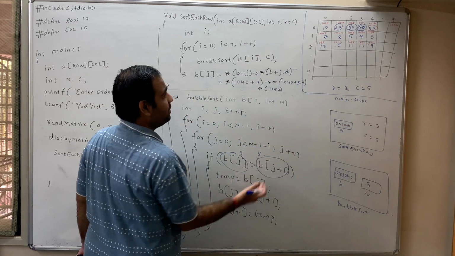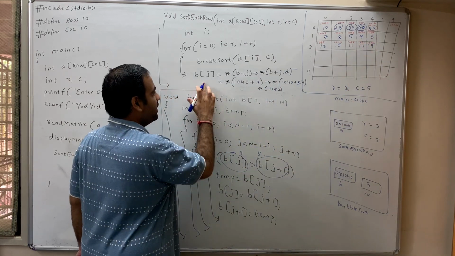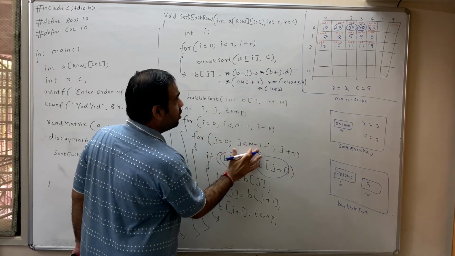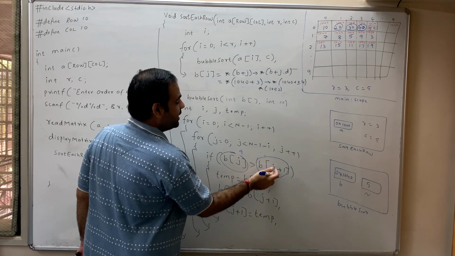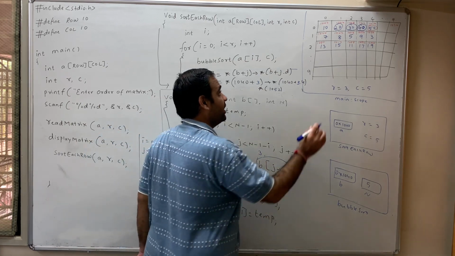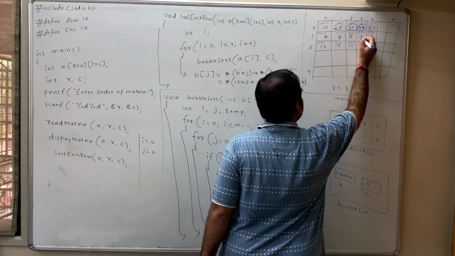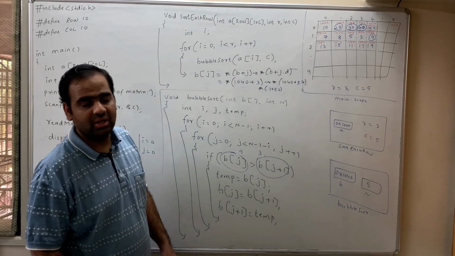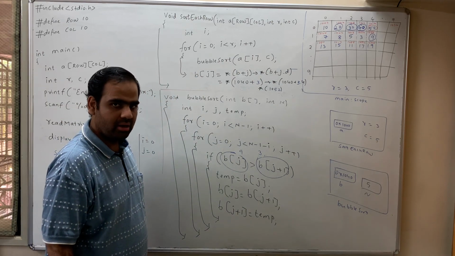Now again you say j++, the value of j will become 3. Now what is b of 3? 1040 + 3 is nothing but *1052, and what is *1052? 9. It is j + 1, that is b of 4, it will be 3. 9 greater than 3, yes, 9 is greater than 3. Therefore these two will be swapped. This is 3, this is 9, and you see that the largest element is bubbled up.